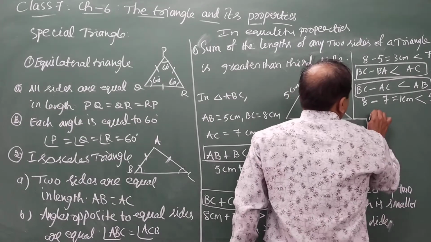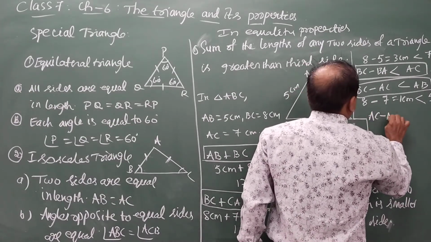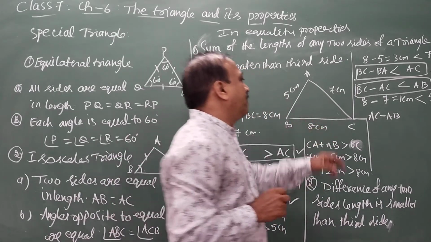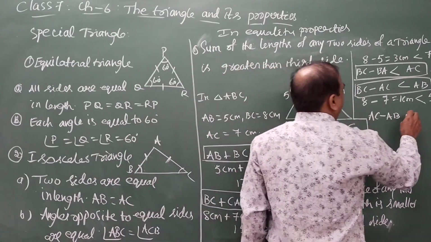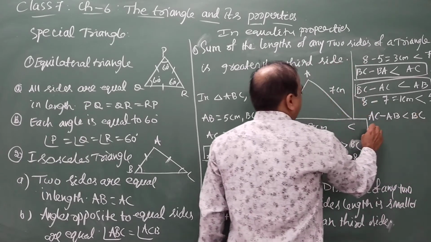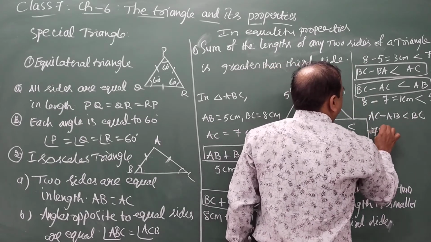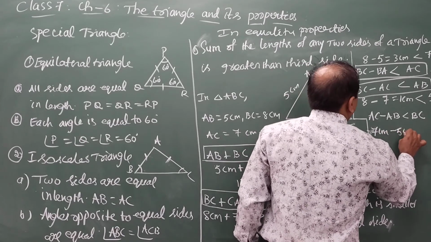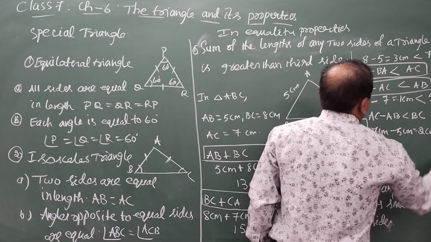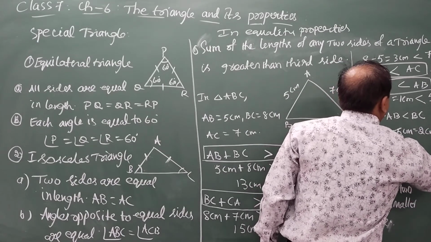Now we verify the third one. AC minus AB should be smaller than BC. AC is 7 centimeter minus 5 centimeter, which is 2 centimeter. This is lesser than 8 centimeter.